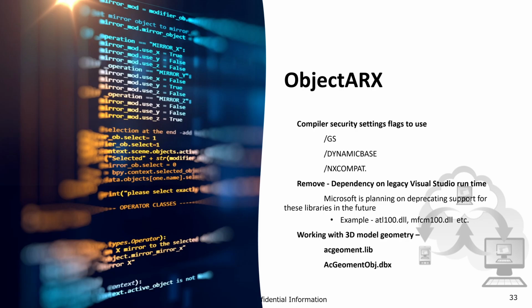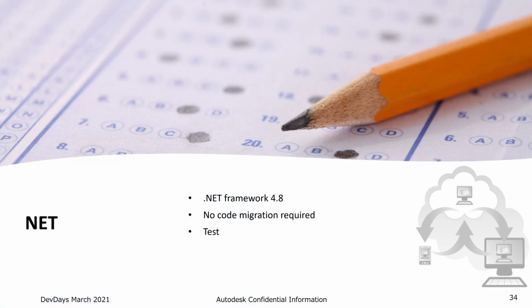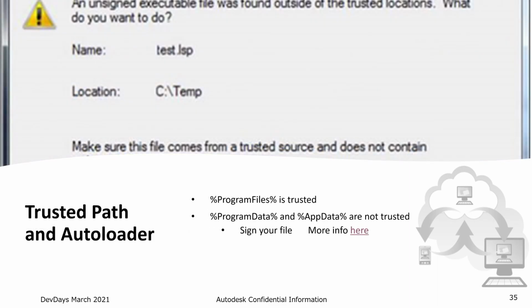Please remove the dependence on the legacy Visual Studio runtime that Microsoft is planning to deprecate. I don't know if it's already deprecated: the ATL100 and MFC100 DLLs. When you compile an ObjectARX application, please use /GS, dynamic base, and NX compat for these libraries. There is no change in the .NET framework. No code migration is required, but as always, you should test your applications.